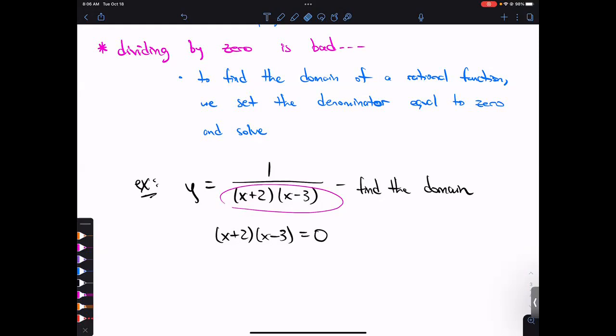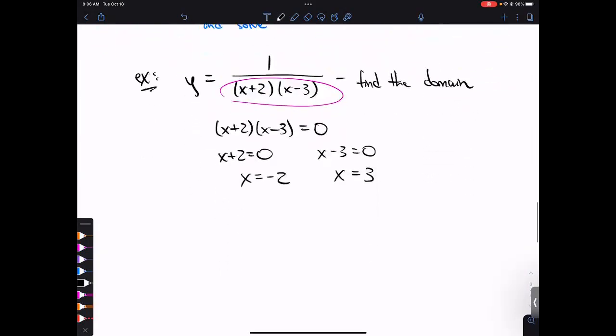This one's already factored. So x plus 2 is 0 or x minus 3 is 0, which means -2 and 3. Those are the zeros of the denominator, right? So when x is -2 and when x is 3, you get 1 divided by 0 there. Or plug them in if you want. If x is -2 here, this term is 0, and 0 times anything is 0. So you get 1 over 0 at both of those points.